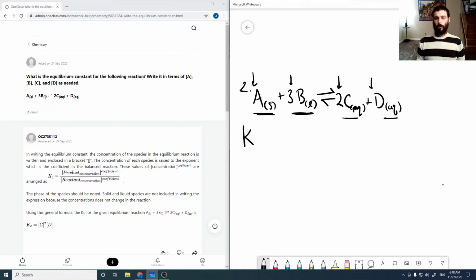Okay, so our K constant is going to be the concentration of our products. So it would be the concentration of C with the appropriate stoichiometric coefficient as a power, and the concentration of D to the power of 1, so we don't need to include the exponent. Then we can divide by the reactants, but the reactants here are solid and liquid, so those are not included. And that means that that is our K constant.